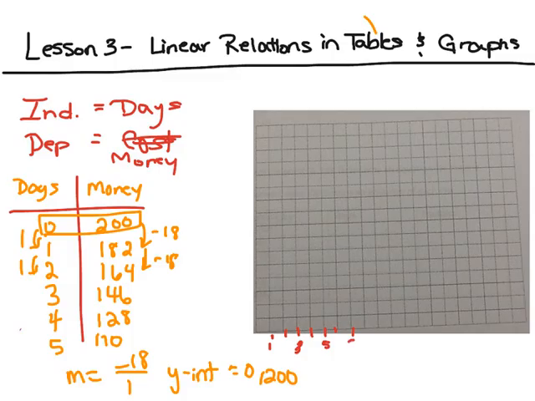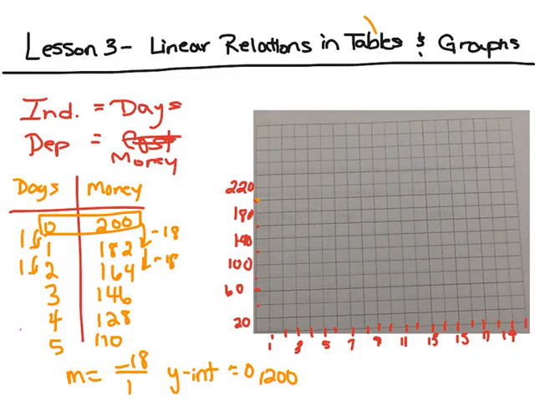5, 6, 7, 8, 9, 10, 11, 12, 13, 14, 15, 16, 17, 18, 19, 20. And we're going to go up and down by 20s. So 20, 40, 60, 80, 100, 120, 140, 160, 180, 200, and let's go to 220. So now we're going to graph.